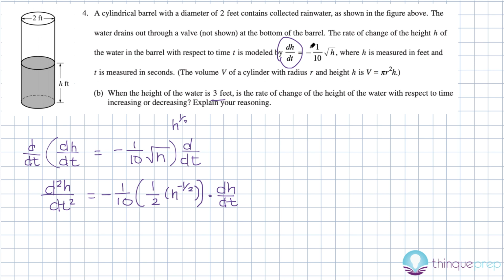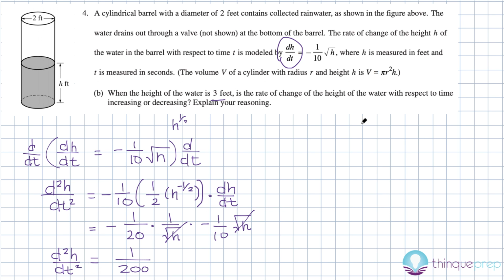And then they give us dh dt, so we can plug this into here. So let's simplify a little bit more. Negative 1/10 times negative 1/2 is negative 1/20. This can be written as 1 over square root of h. And then dh dt is negative 1 over 10 times rad h. And lo and behold, these square roots cancel. These two minus signs cancel out. And then we get the answer is always positive 1 over 200.